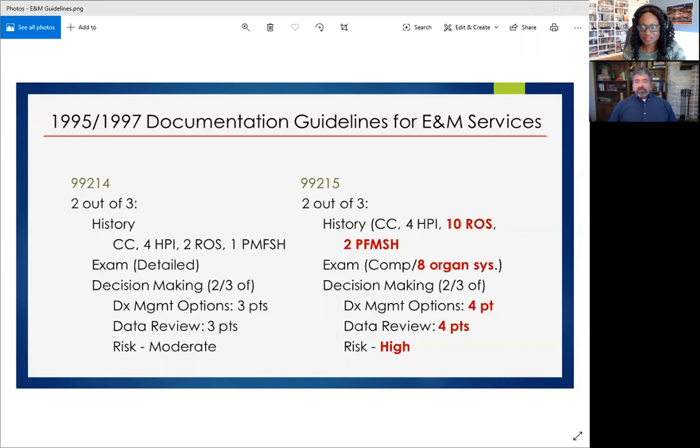And then data review of 4 points. The easiest way to get that is, you get a point if you do any kind of lab. You get a point if you do any kind of radiology, a point for diagnostic procedures. But a big one, especially for pediatricians, is you get 2 points if you summarize the history from somebody other than the patient. For example, I actually did a level 5 virtual visit last week.